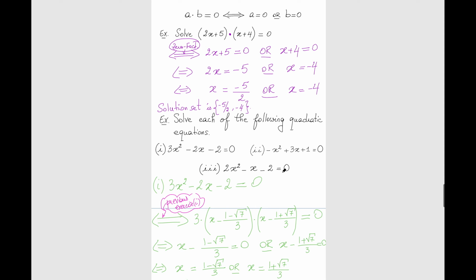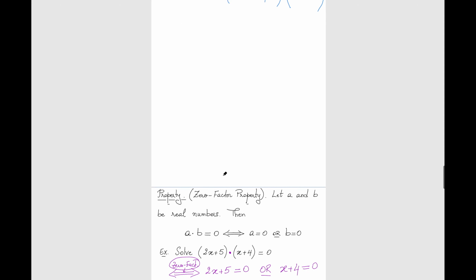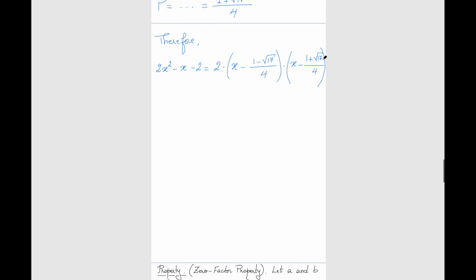2x squared minus x minus 2 equals 0, and we know how to factor 2x squared minus x minus 2. It's technically this guy. And if you want this guy to be 0, this means that you want the product to be 0. And this product has three factors, 2, x minus this guy and x minus this guy, right? X minus the M of the context times x minus the P of the context.